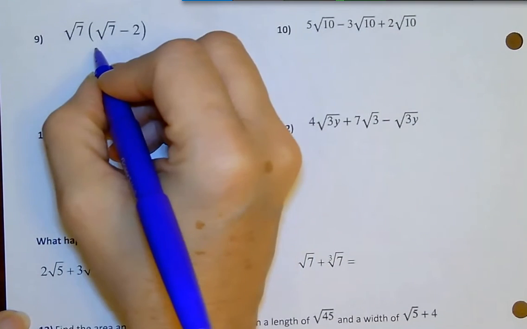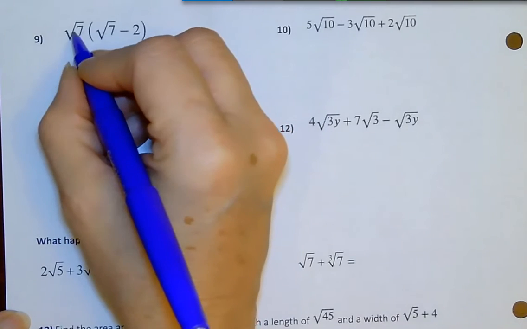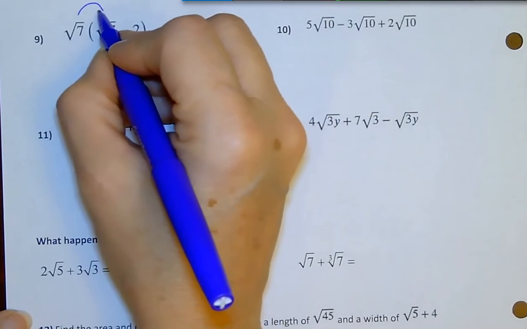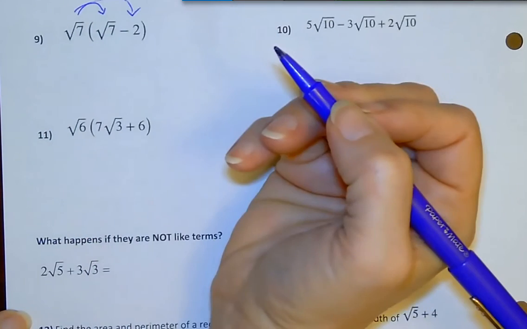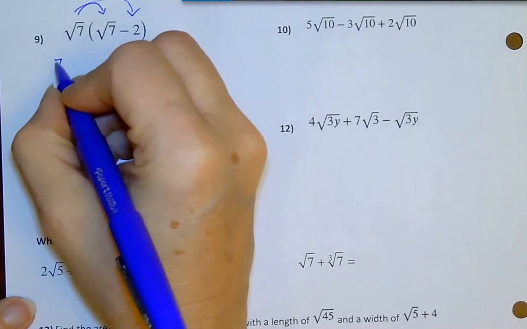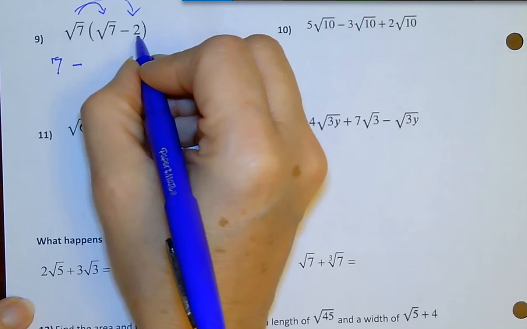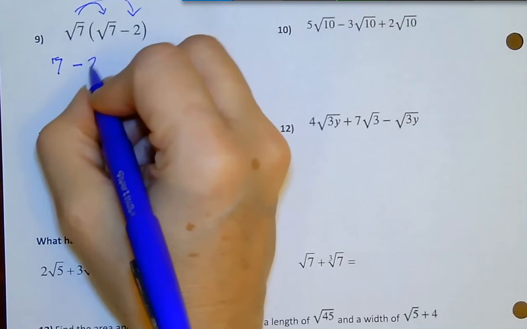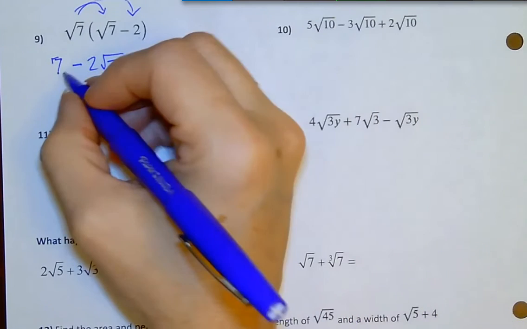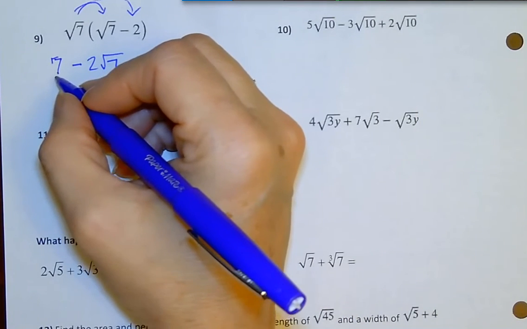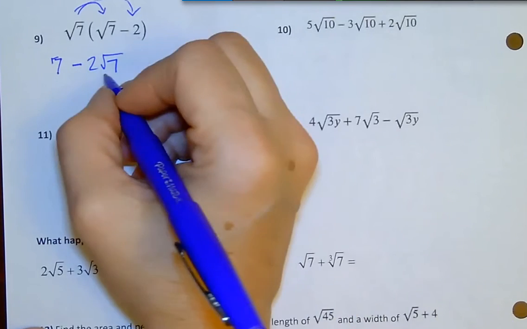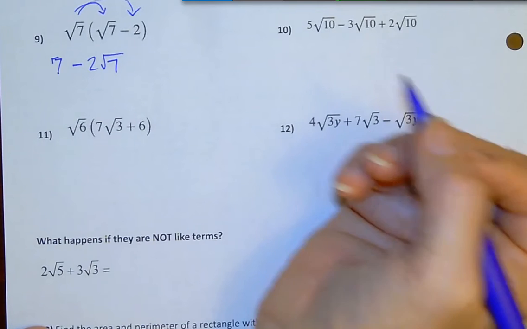A problem like this is different from what we've been doing so far. This has square root of 7 times everything in these parentheses. And so I have to use distributive property. So I'm going to say the square root of 7 times the square root of 7 is just 7. Minus square root of 7 times 2 is going to be 2 roots of 7. Okay, and when I look at that, that first term doesn't have a square root of anything, so I don't have the same index or the same radicand, so I can't combine those. That's it. That's as much as I can do.